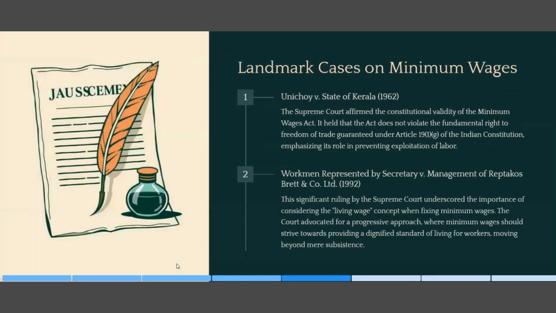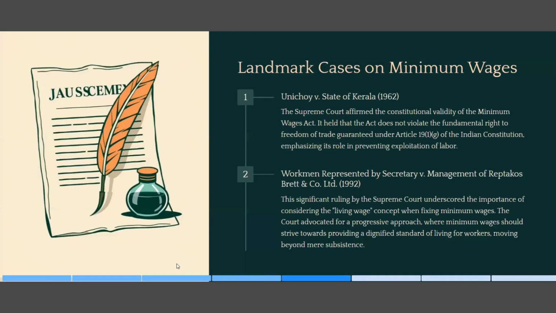Landmark cases on minimum wages, Unichoyi versus State of Kerala. That case comes from 1962. The Supreme Court affirmed the constitutional validity of the Minimum Wages Act. It held that the Act does not violate the fundamental right to freedom of trade guaranteed under Article 19(1)(g) of the Indian Constitution, emphasizing its role in preventing exploitation of labor.